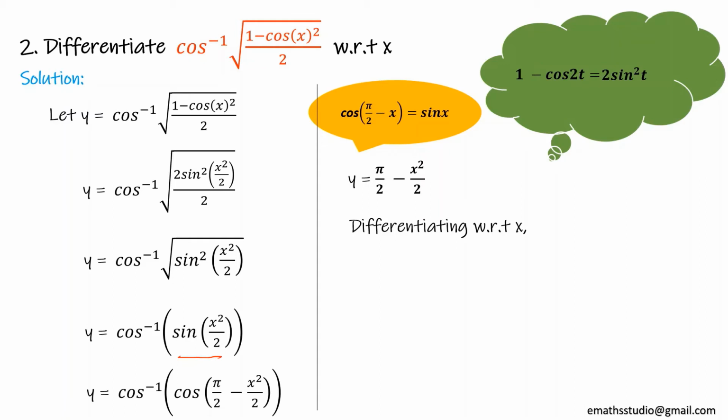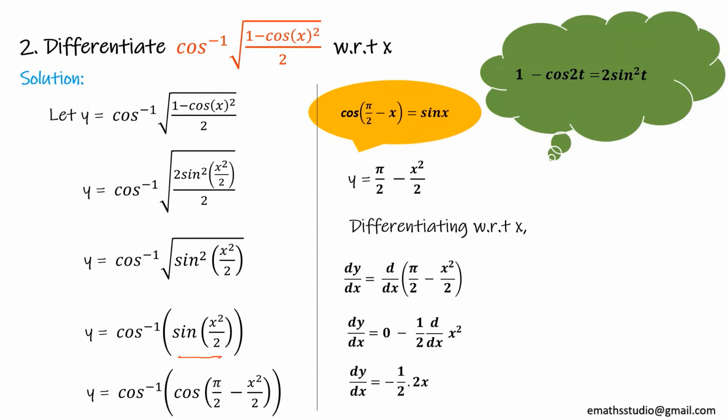Observe, till this step, we just tried to simplify the given function. Now dy by dx can be written as d by dx of pi by 2 minus x square by 2. Derivative of the first term pi by 2 is 0. And to write the derivative of minus x square by 2, I'll write minus 1 by 2 into derivative of x square. Now what is derivative of x square? It is simply 2x. So I can write dy by dx is minus 1 by 2 into 2x. Now obviously this 2 and 2 get cancelled and the answer can be written as dy by dx is equal to minus x. This is your final answer.